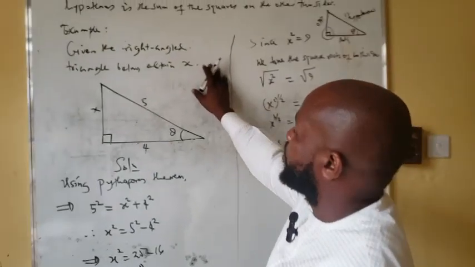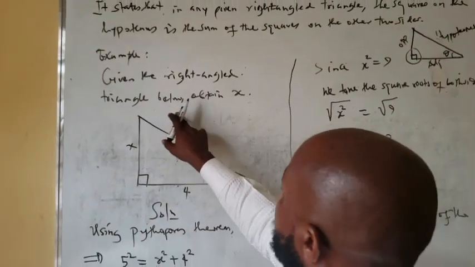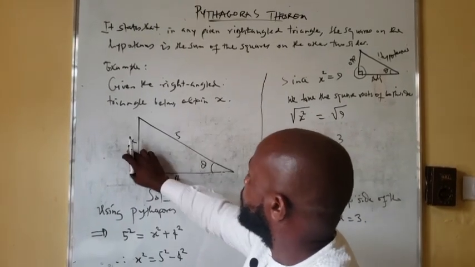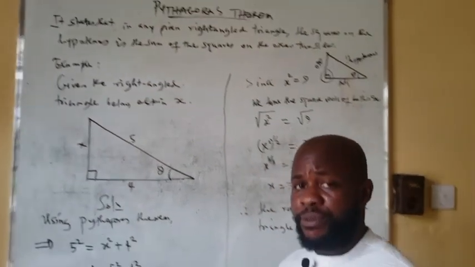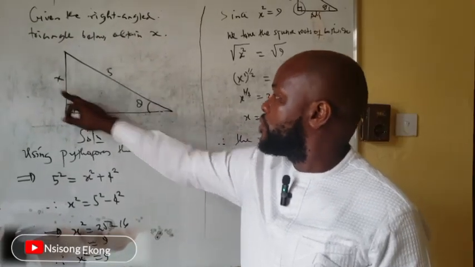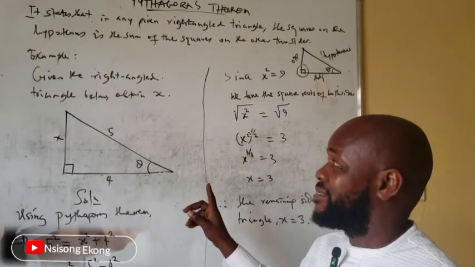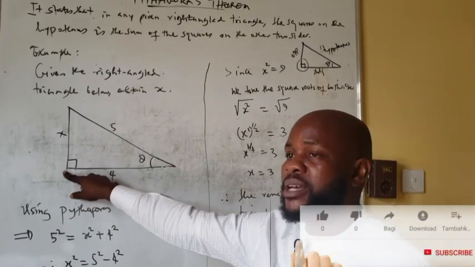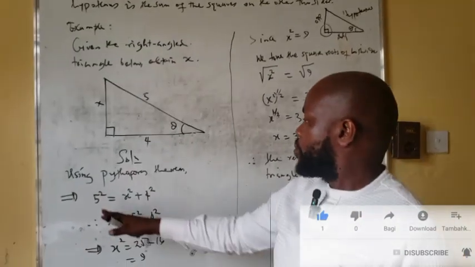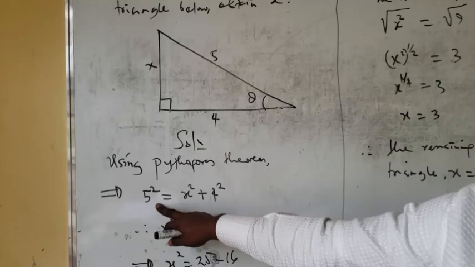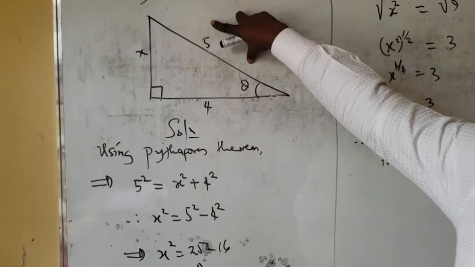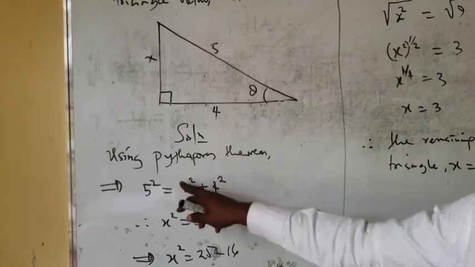So here we have an example. Given the right-angled triangle below, obtain x. We are given this side, but we don't know what this side is. But based on the information we have from Pythagoras theorem, we know that the square on this side is equal to the sum of the squares on these other two sides, given that the triangle concerned is a right-angled triangle. If it's not a right-angled triangle, then Pythagoras theorem doesn't hold. So using that information, 5 squared equals x squared plus 4 squared, because the square on the hypotenuse must be the sum of the squares on the other two sides.